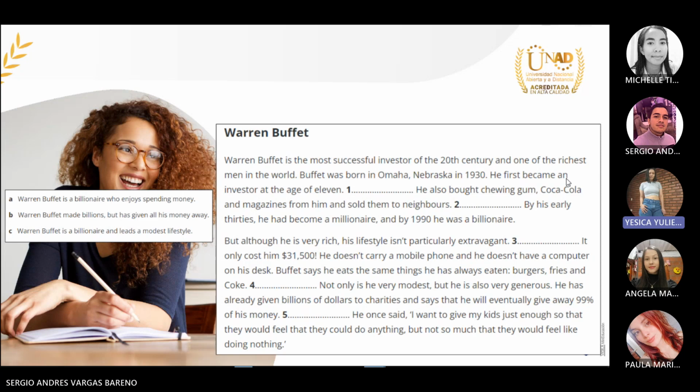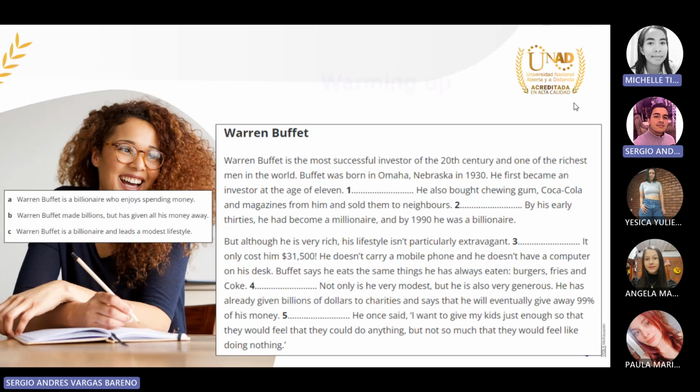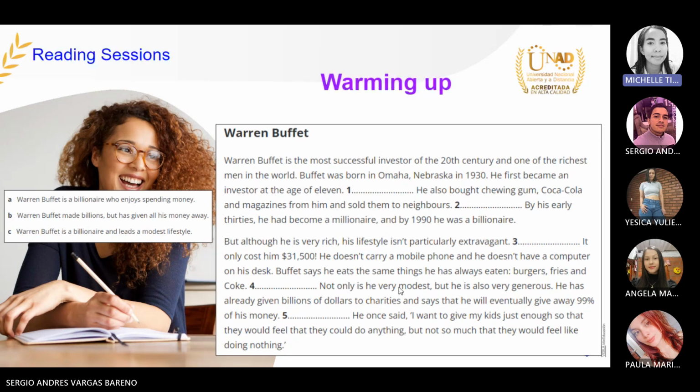Is the option from paragraph one? No, it's about all the text. Yeah, Teacher, the option C. Yeah, you have to consider all the text, all the information to choose one. So, considering that, what do you think? I think it's the letter C, in the second paragraph. The first sentence is the answer.